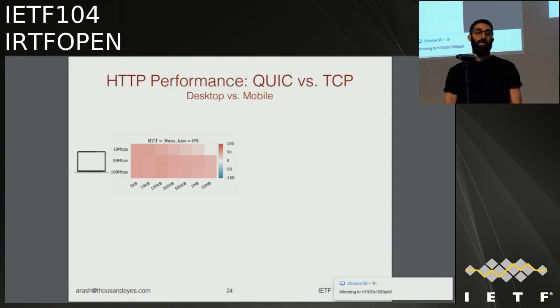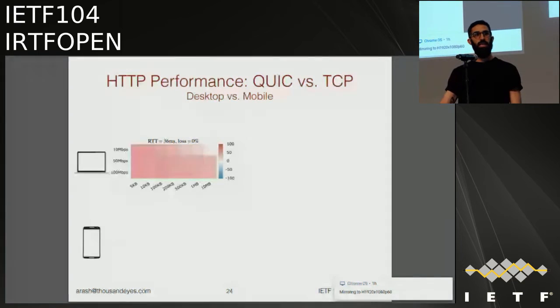All right, so I have one last thing to talk about before I run out of time, and that is mobile devices. Everything I talked about so far, the client is a desktop device. And again, going to my base example of no loss and 36 millisecond RTT, we saw that Quick is doing better than TCP in most cases.